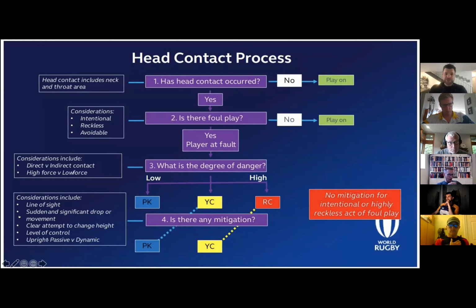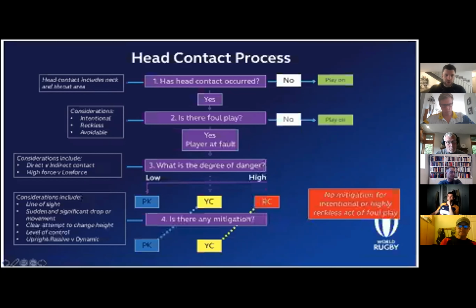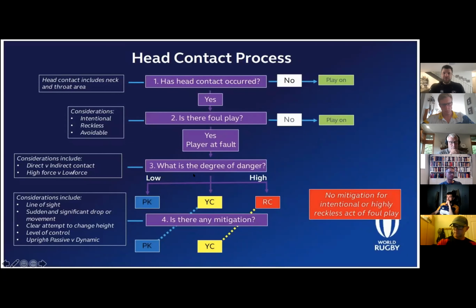Do we need to penalize this? Yes. But the argument is that based on the fact that there's indirect contact and a low degree of force, that would be a penalty kick only. I would say if you saw that in a community game and decided to give the player a yellow card, I don't think too many people would have a huge issue with that. But hey, we've got the footage. You can see the footage. The whole part of this exercise is to apply the framework to what we can see. So that's the correct decision there.